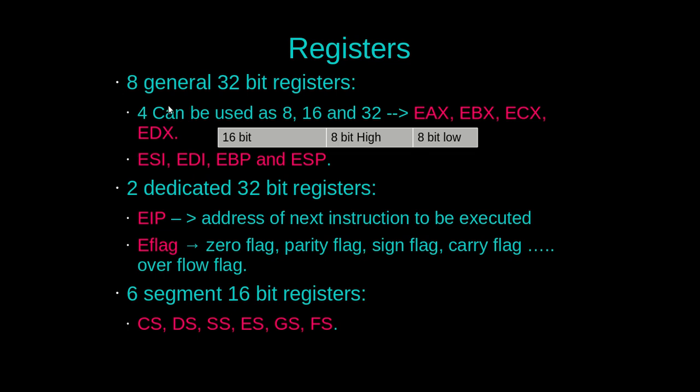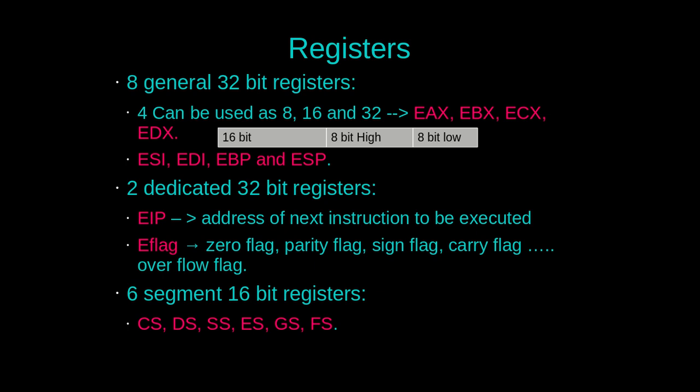Registers. In our x86 architecture, we're gonna talk about 8 general purpose registers. 4 of them we can divide into 16-bit: EAX, EBX, ECX, EDX, accumulator, base, counter register, and data register. E stands for extended: extended accumulator register, extended base register, extended counter register, and extended data register.